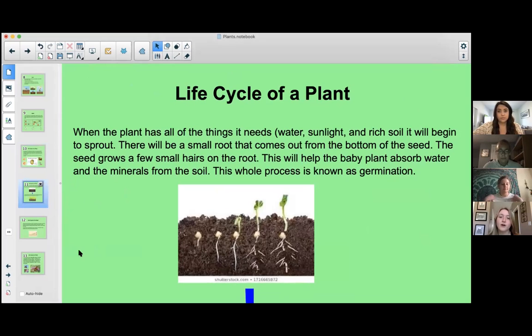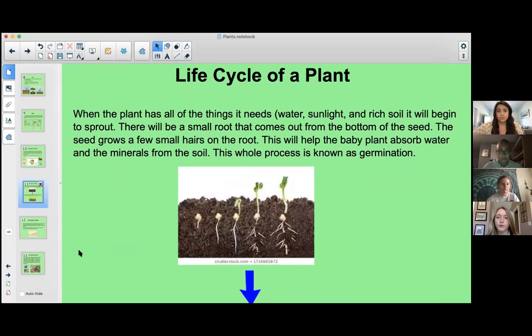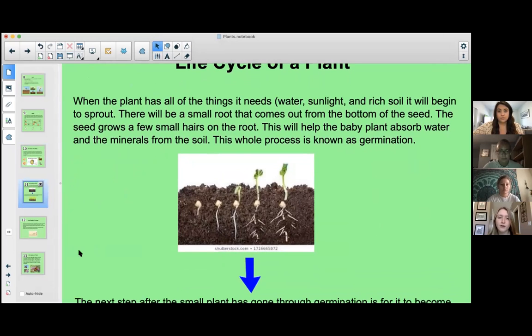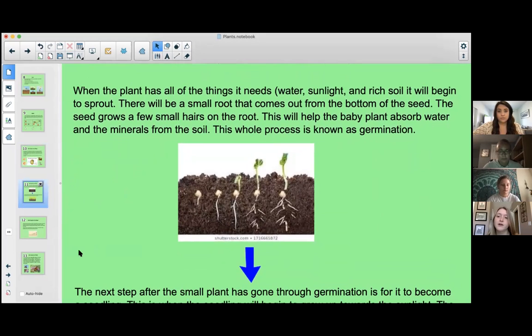So when a plant has all the things that it needs, water, sunlight, and rich soil, it will begin to sprout. There will be a small root that comes from the bottom of the seed, in which the seed grows a small few hairs on top of the root. This will help the baby plant absorb the water and the minerals from the soil. This process is known as germination.